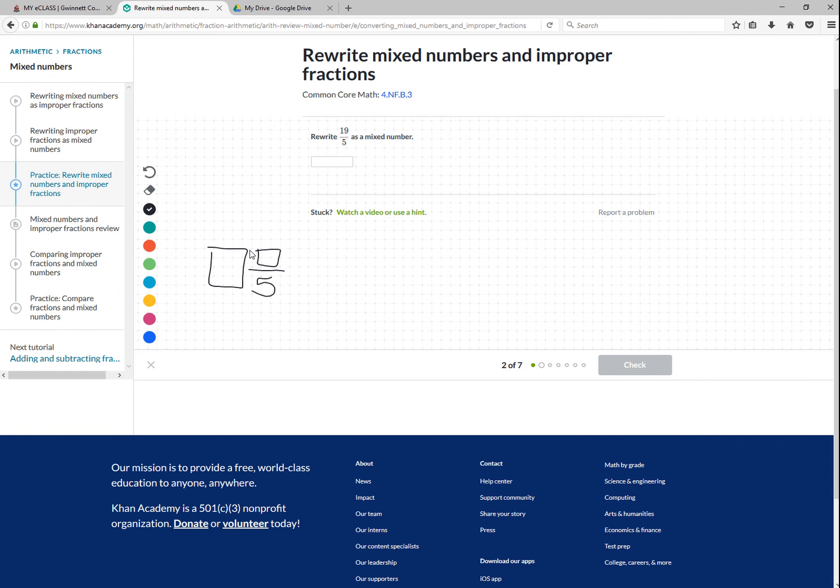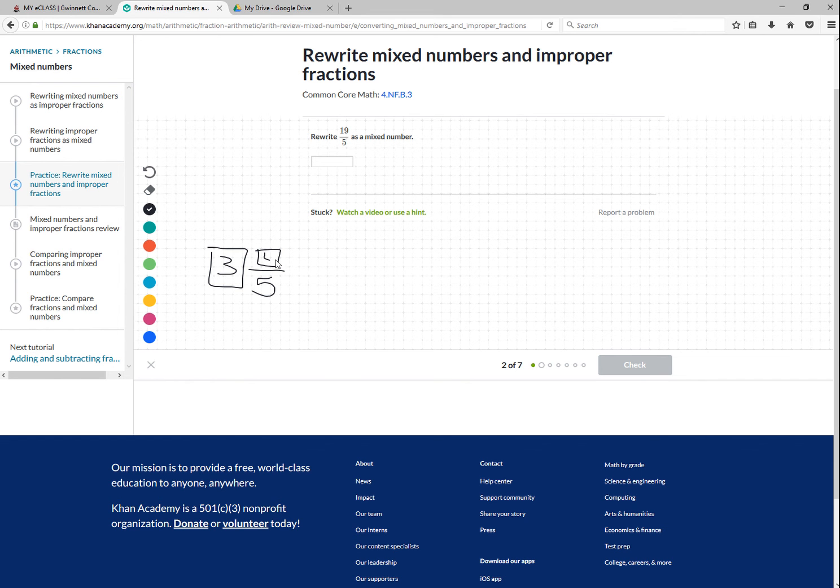Okay, what I like to do mentally is try to think, okay, if I were to count by 5s, 5, 10, 15, 20, how many times could I count by 5 without going over 19? 3. Because if I did 3 times 4, I'd get 20. That's more than 19. 3 times 5 is 15. If I'm at 15 on a number line, how far away am I from 19?